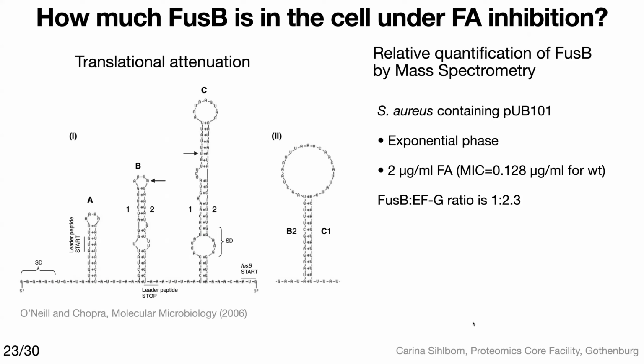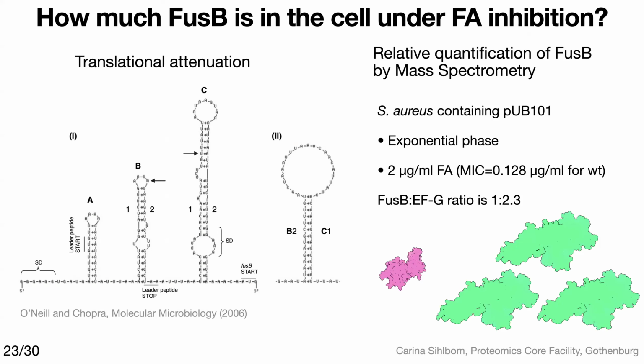And then we sent it to the proteomics core facility in Gothenburg, and Carina Sihlbom did the mass spectrometry analysis, and she found that the FusB to EFG ratio in the cell under these conditions was 1 to 2.3. What that means is that for every roughly 3 molecules of EFG, there is 1 of FusB.